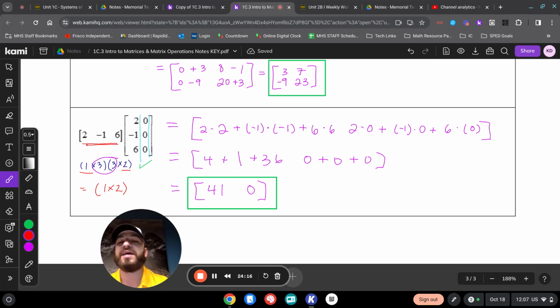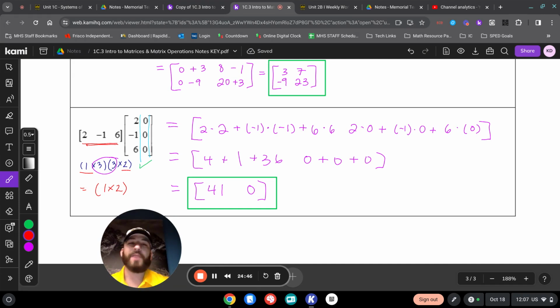Now that first set is going to give us 2 times 2, which is 4. -1 times -1, which is 1, and 6 times 6, which is 36. And then our second term, 2 times 0 is 0, -1 times 0 is 0, and 6 times 0 is 0. Then simplifying each of those, 4 plus 1 plus 36 does equal 41. And of course, 0 plus 0 plus 0 does just equal 0. Okay, and that gives us the resultant vector of 41, 0. So a 1 by 2, just like we identified.